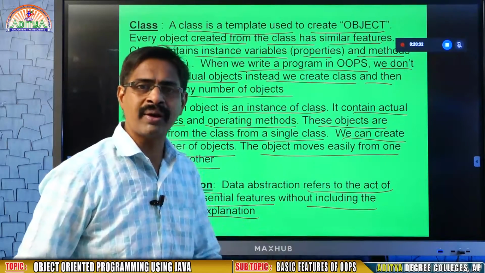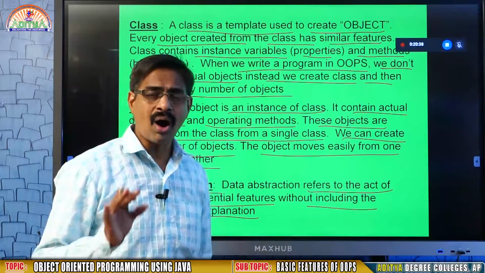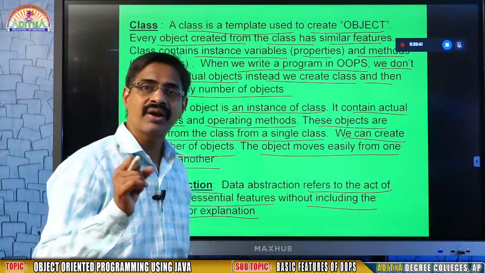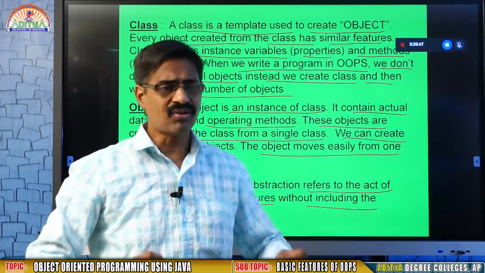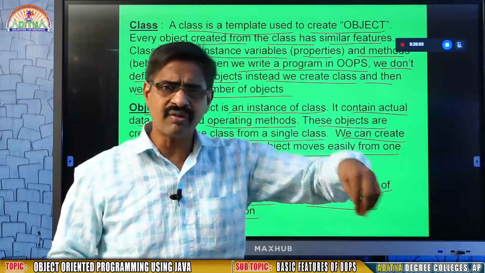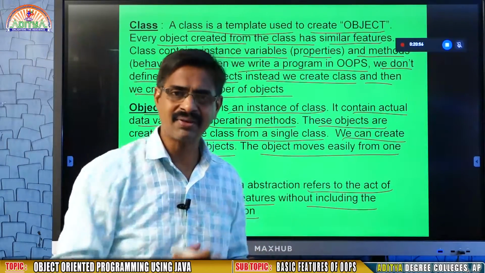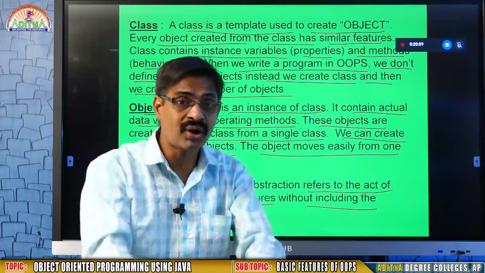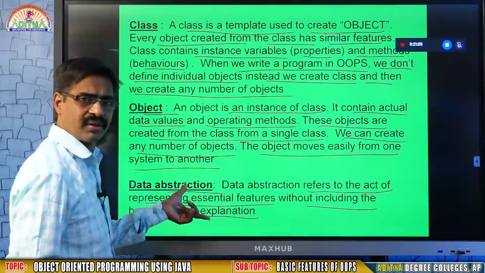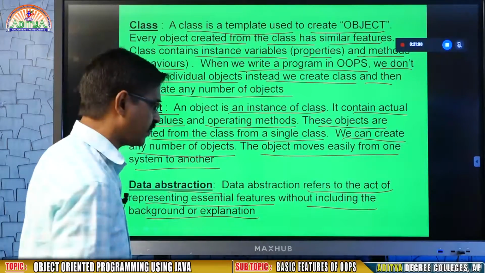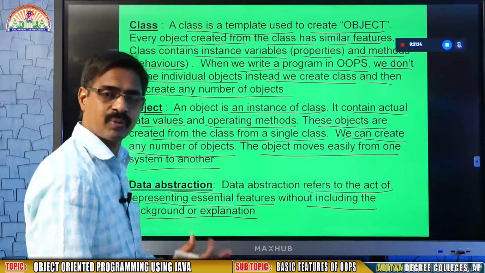How the money is coming out from the ATM is not required, because that is a background task. Money will be given by the ATM. How, when, where, is not required. This is the task of data abstraction. That means we write a class with all instance variables and methods, hundreds of methods inside. But the people who are operating my class require only the essential methods, not all methods. That is what is called data abstraction. Very important thing. In lots of technical interviews, they ask this question. Data abstraction refers to the act of representing essential features without including the background or explanation.